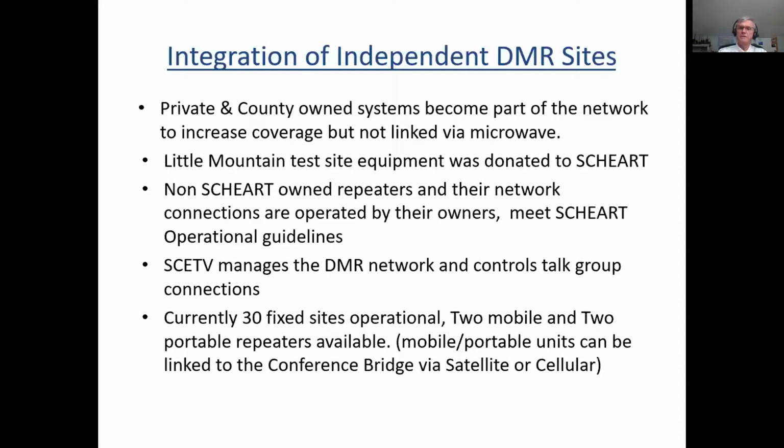So currently we've got 30 fixed sites operational, 2 mobiles and 2 portable repeaters that are available. The mobiles and the portables can be hooked by satellite or cellular back through the regular internet to get back into the bridge.